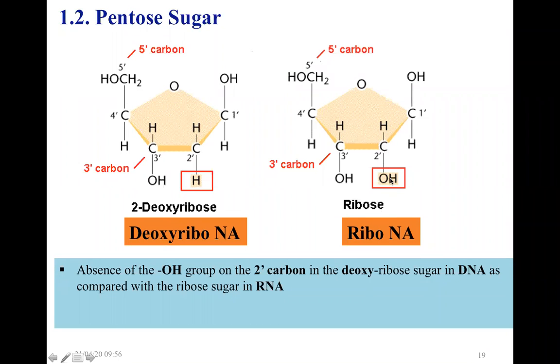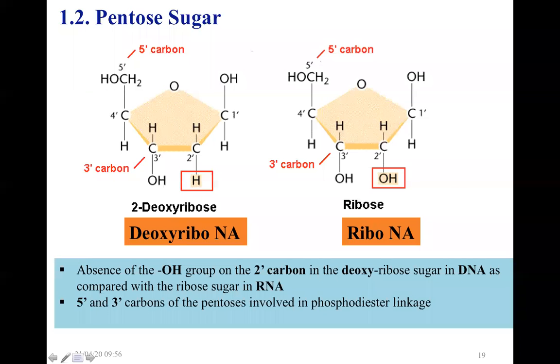Just observe this 2' carbon atom of the ribose sugar and the 2' deoxyribose sugar. There is an absence of OH group in the 2' carbon atom in the deoxyribose sugar, that is in the DNA, as compared to the presence of OH group in the ribose sugar. So this is the only difference of this pentose sugar which is present in the DNA and the RNA. So RNA has a ribose sugar which has a 2' OH group, whereas DNA has 2' deoxy. Deoxy means the absence of OH group in the 2' carbon atom. So this is the main difference. That's why it is called deoxyribose sugar, and this is called just a ribose sugar because it is having OH group.